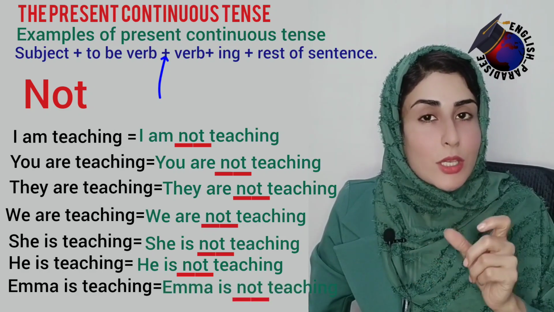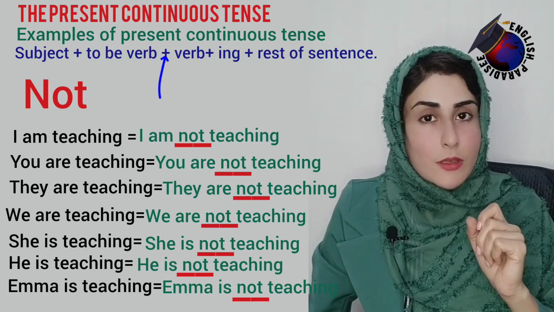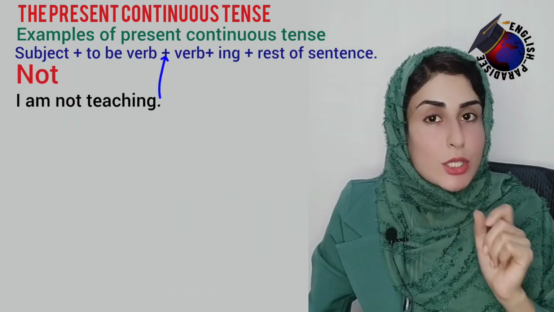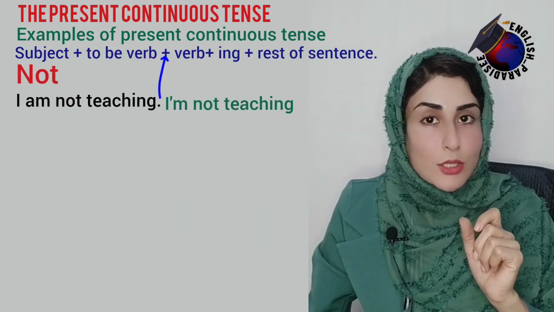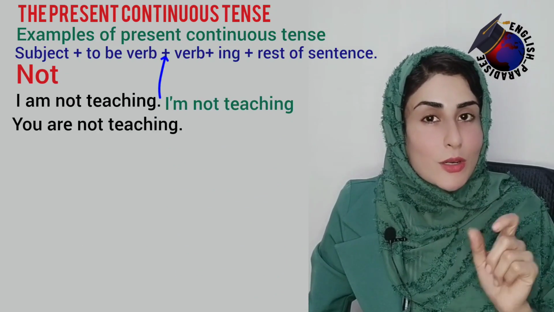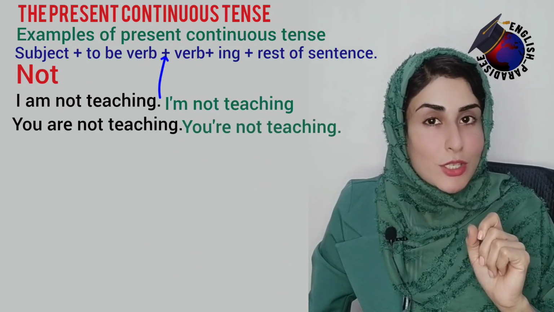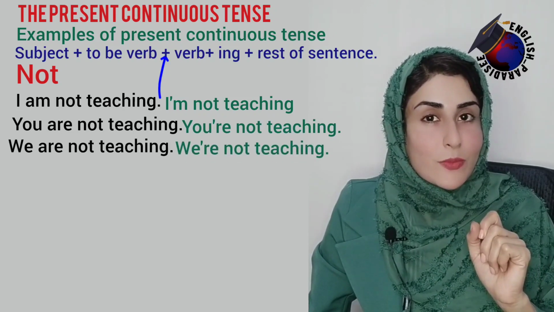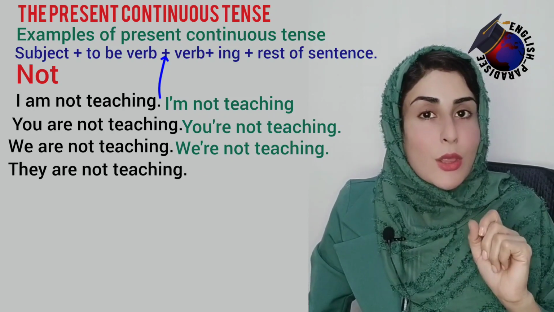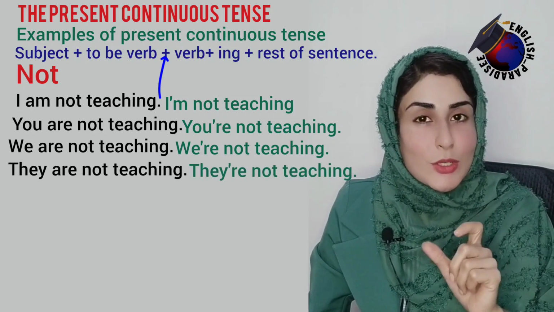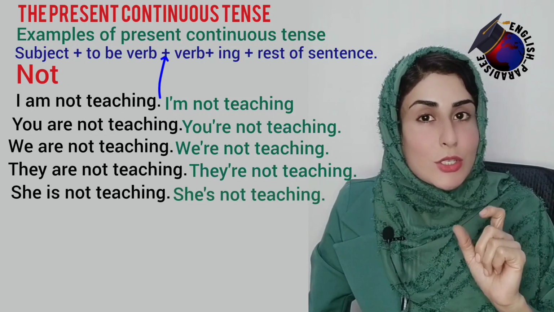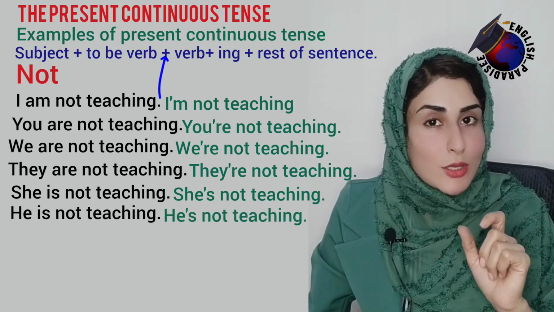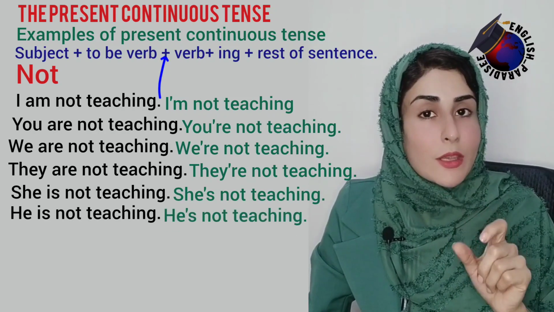Or if you want, you can use the contraction form in two ways. For example, I am not teaching. I'm not teaching. You are not teaching. You're not teaching. We are not teaching. We're not teaching. They are not teaching. They're not teaching. She is not teaching. She's not teaching. He is not teaching. He's not teaching. Okay?